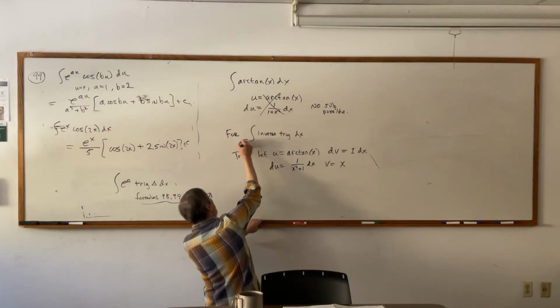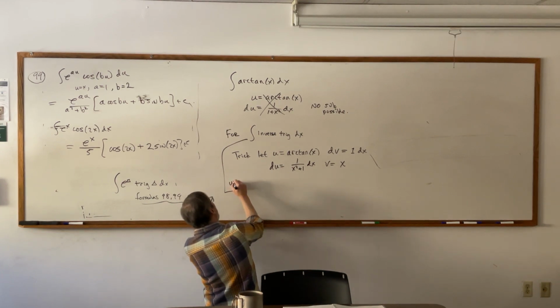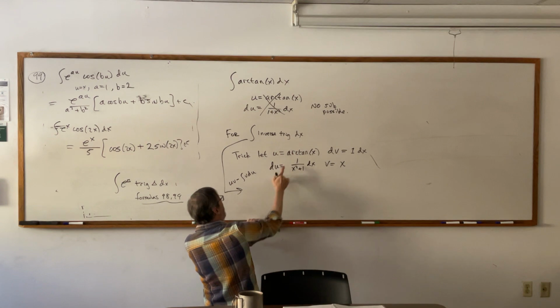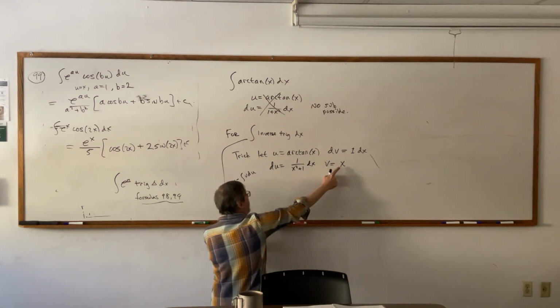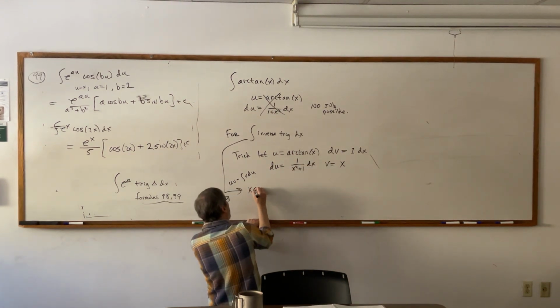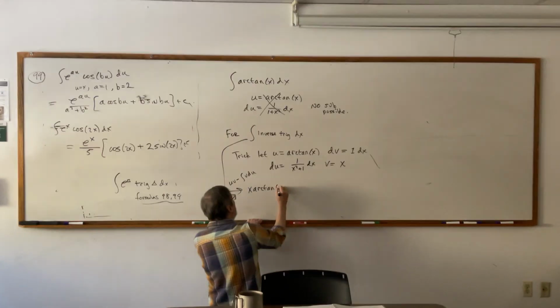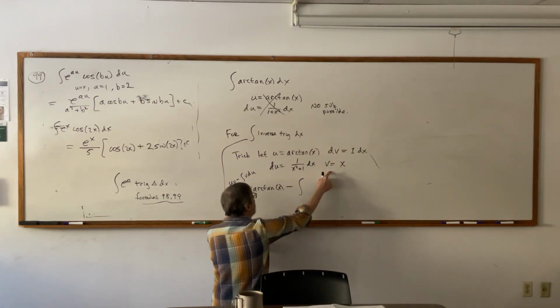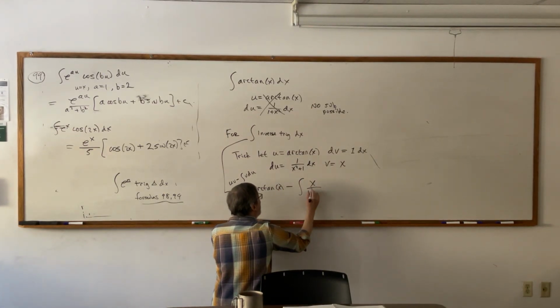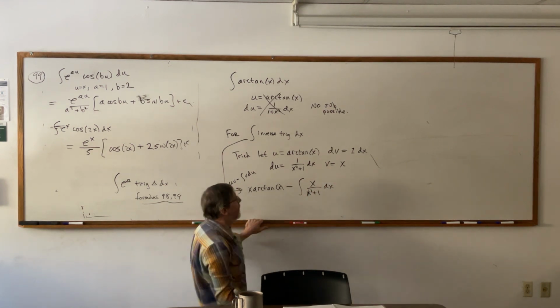So now, this integral in the uv minus integral v du form is going to be u times v, so x arctangent of x, minus integral, check this out, x over x squared plus 1 dx. Now I've got to do this.